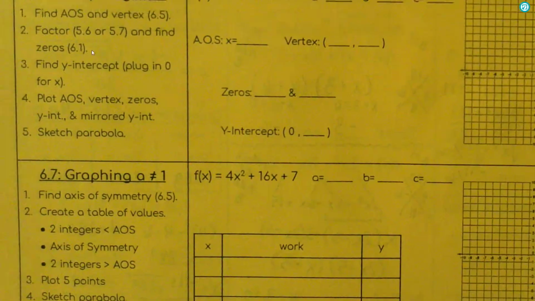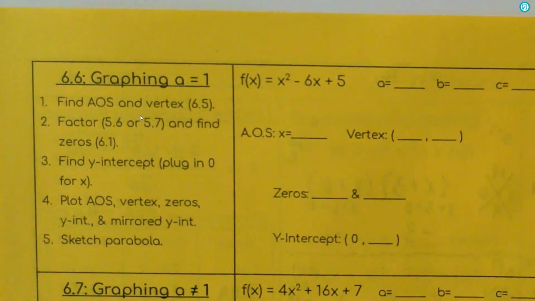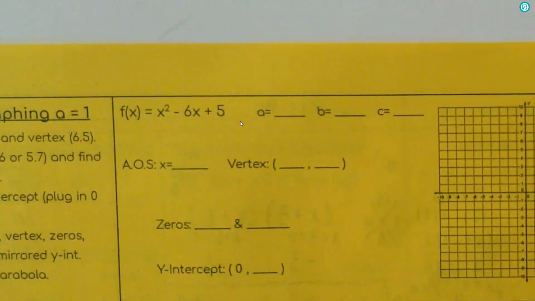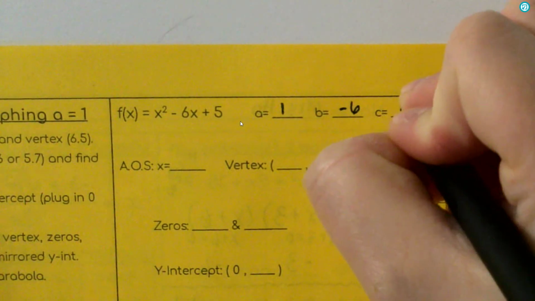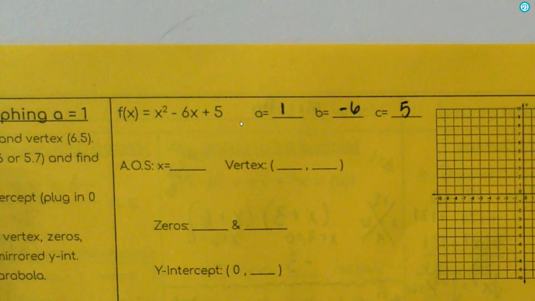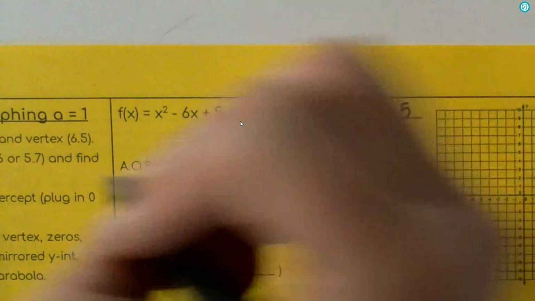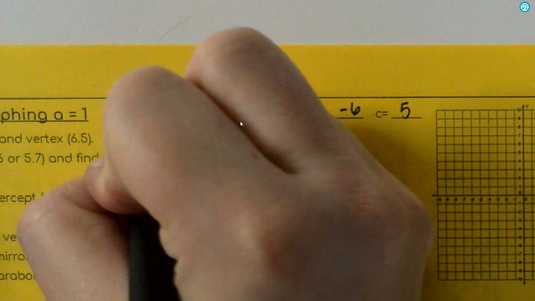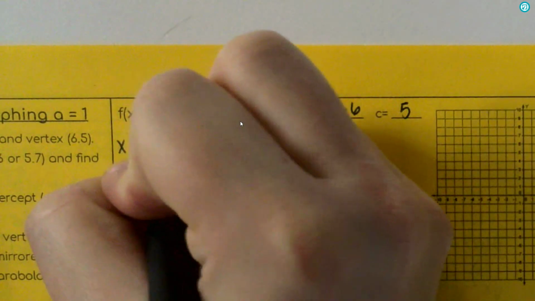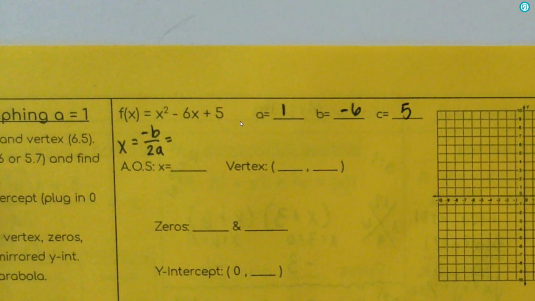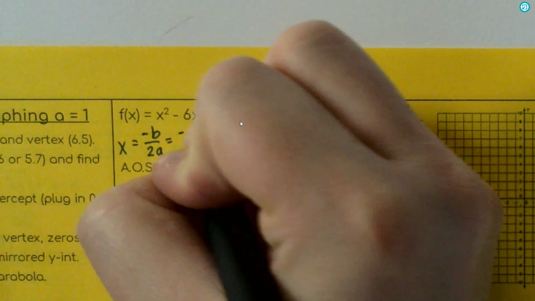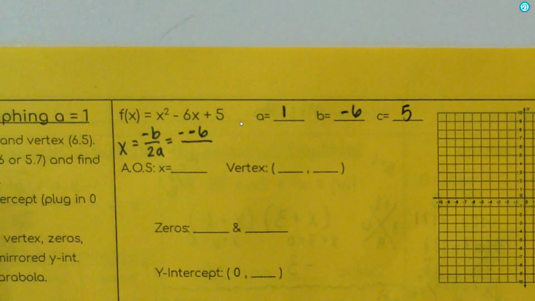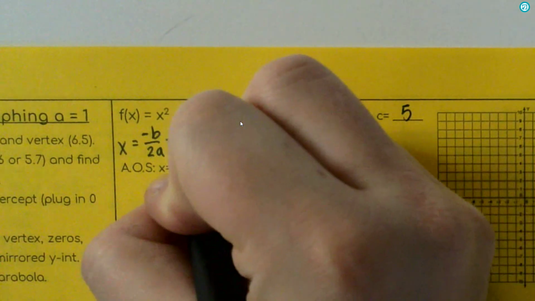For 6.6, when we are graphing and A equals 1, we find our axis of symmetry and vertex. So let's do that first. We've got A is 1, B is negative 6, and C is 5. To find our axis of symmetry, we are doing negative B over 2A. In this problem, my B value is negative 6. So I've got a negative from the equation and a negative from the 6, so I've got a double negative on my 6. And on the bottom, 2A is 2 times 1.